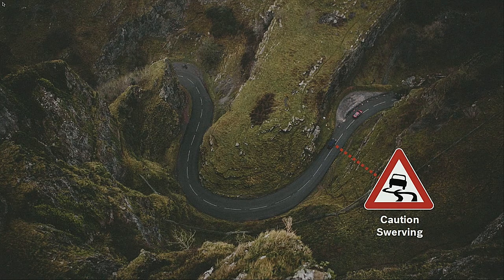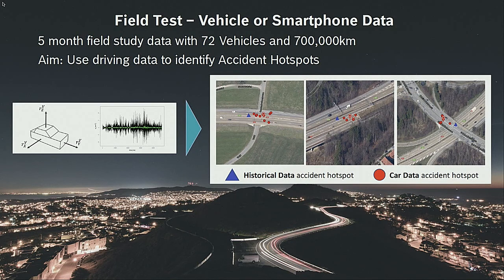One thing we realized is that the data from the vehicle that we were measuring could potentially be used to predict the locations of these accident hotspots. The example here is a swerving accident, swerving around this particularly dangerous corner. We can detect this with data from the car and from the smartphone accelerometer. We ran a 5-month field study with 72 vehicles and just over 700,000 kilometers driven. The aim is to use this driving data to identify dangerous areas. You can hopefully see just 3 examples where car accident data, these little red dots, correlate very strongly with the historical ones.